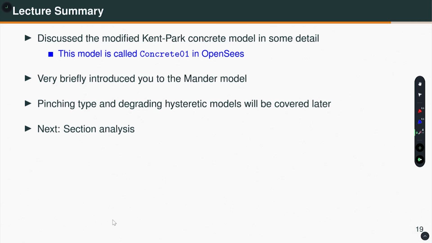Okay. How do we use it? Well, in the next topic, when we study reinforced concrete cross section subjected to axial force and bending moment, whether it is uniaxial moment or biaxial moment, whether it is cyclic or monotonic, we will be able to study using this concrete material model, right. And in some detail, we have studied how the cyclic response is modeled, how it is motivated by experimental data, and briefly introduced you to the Mander model, which is also quite popular.